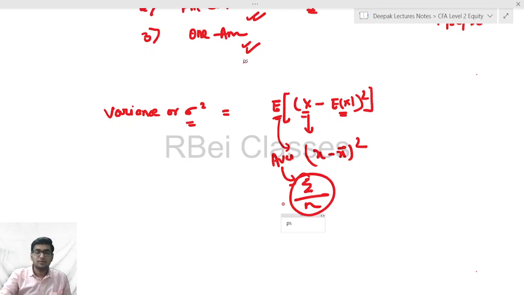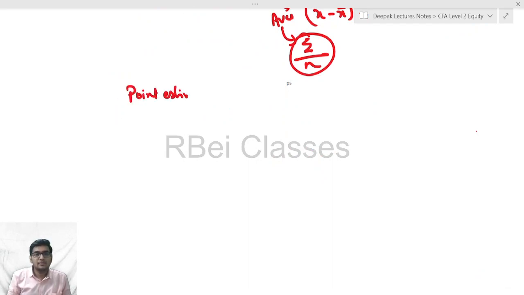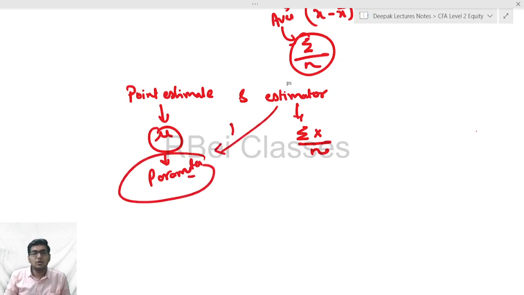Clear? Next is the difference between the point estimate and estimator. So you can take the point estimate as like mu and the estimator as sigma x divided by n. So point estimate is about the parameter, a single value parameter. An estimator is the formula for how to calculate that particular point estimate.